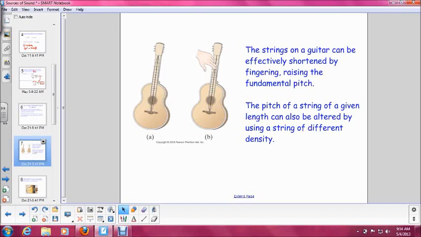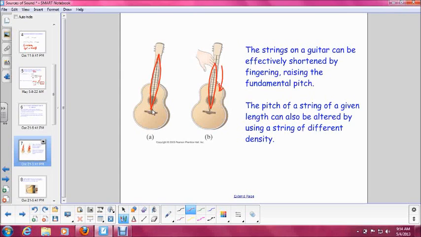The strings on a guitar can be affected by shortening or lengthening the size of the string. So, in order to get a standing wave here, you first have to make it vibrate. You need to pluck it or strum it in some way. If you want the frequency to increase, what you do is you shorten the string. When you shorten the string, you are effectively shortening the wavelength, which means you are increasing the frequency. So the farther down this way on a guitar string you place your finger, the higher the frequency will be.